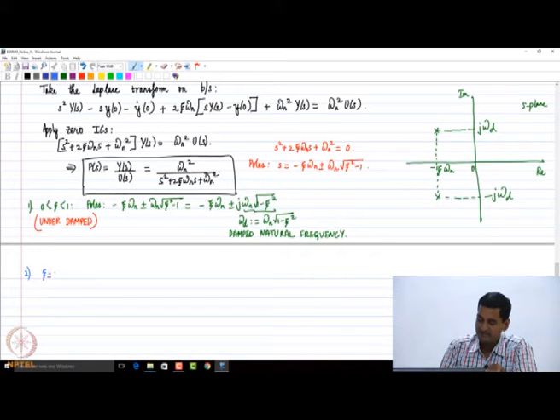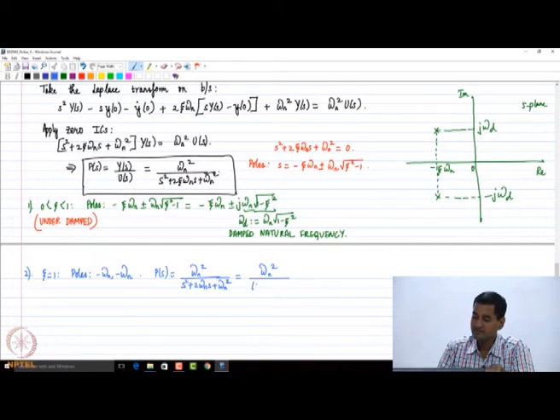The second case is when zeta is exactly equal to 1. We immediately see that the poles are going to be at minus omega n and minus omega n. So we have a pair of repeating poles at minus omega n. Why is that? Because the transfer function becomes omega n squared divided by s squared plus 2 omega n s plus omega n squared when zeta is exactly equal to 1. This can be rewritten as omega n squared divided by s plus omega n whole square. So the denominator becomes a perfect square, and that's why we have a pair of repeating poles at minus omega n. So we are going to have two poles at minus omega n. That's the second case.